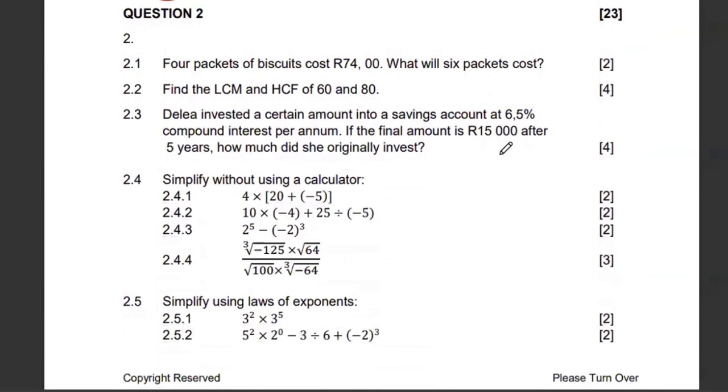Okay, question 2, they're telling us that 4 packets of biscuits cost 74 rands. What will be the cost of 6 packs? Okay, so this is more like a direct proportion. So we're going to say that if 4 packets are costing 74 rands, what about 6 packets?